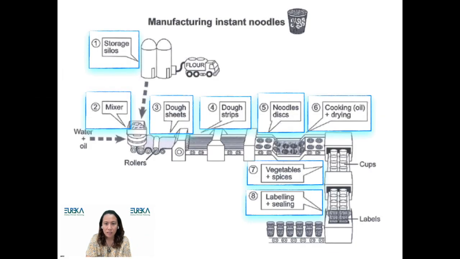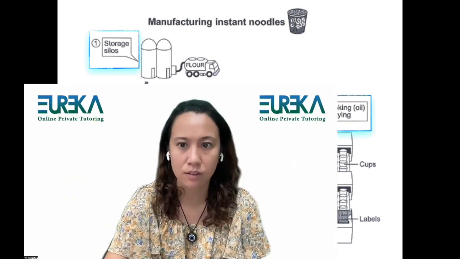So when we look at this, you can see there are numbered stages: 1, 2, 3, 4, up until 8. Basically, by looking at this diagram, we can say that there are 8 stages involved in manufacturing instant noodles. All right, so that's how you're going to start writing. Just by looking at this diagram, you understand how many stages are involved and what verbs we can use here. So we are making noodles, right?